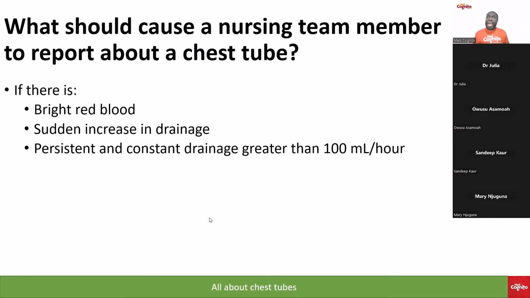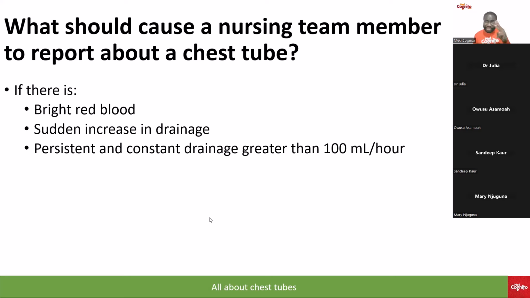Number two, maybe you are draining and all of a sudden there's a sudden increase in the amount of fluid which is coming, or the amount of blood which is coming. No, that's not a good thing. You want to let the entire team know, especially call the doctor to come and see. And number three, if there's persistent and consistent drainage, which is more than 100 mils an hour, man, we are in trouble. Then I want the doctor to come and really assess the patient quickly.